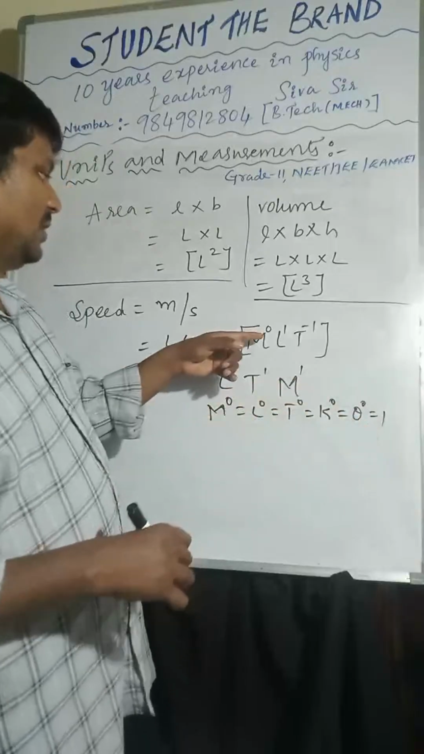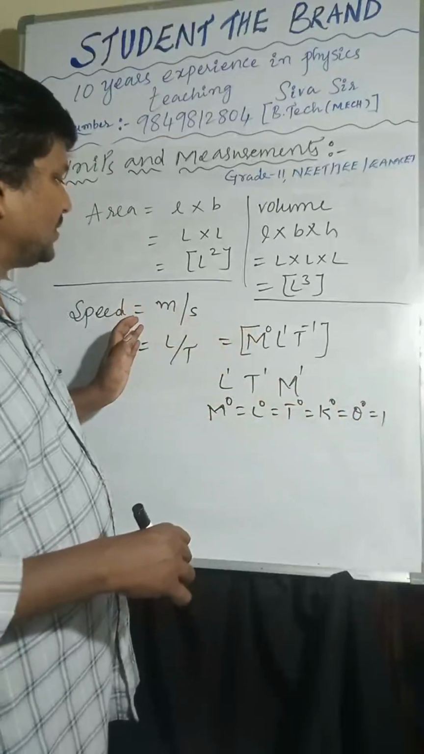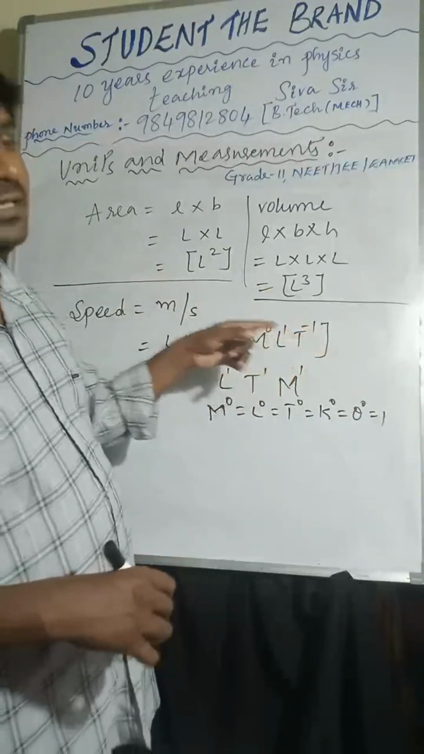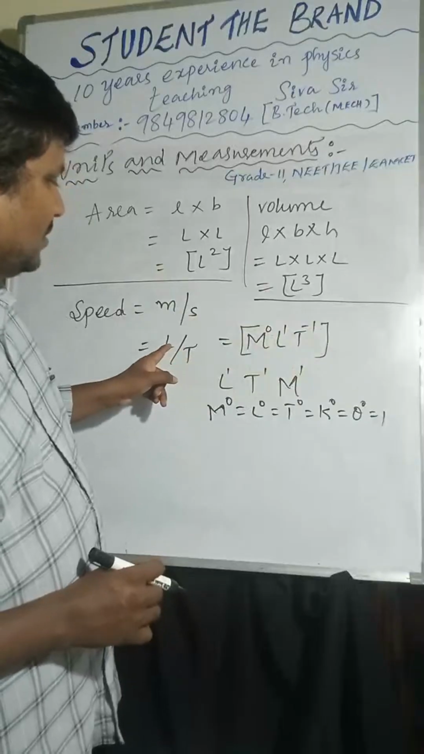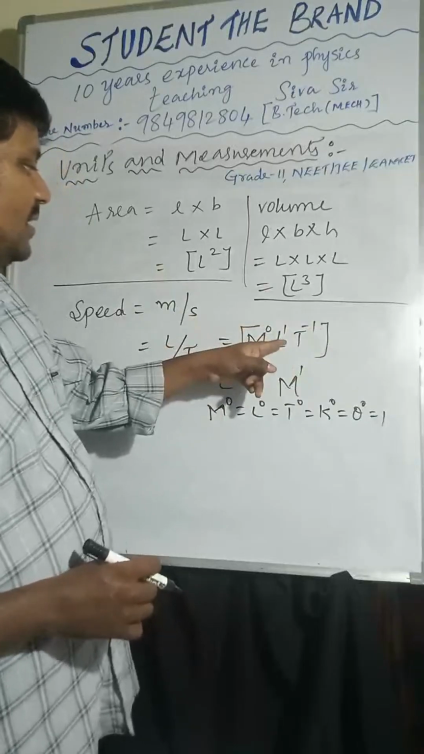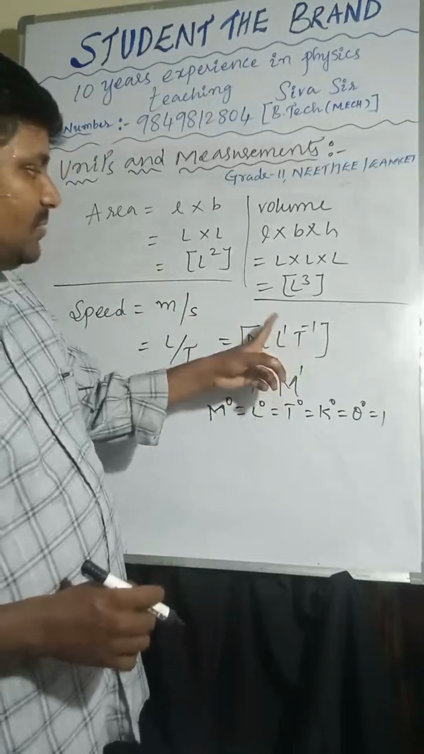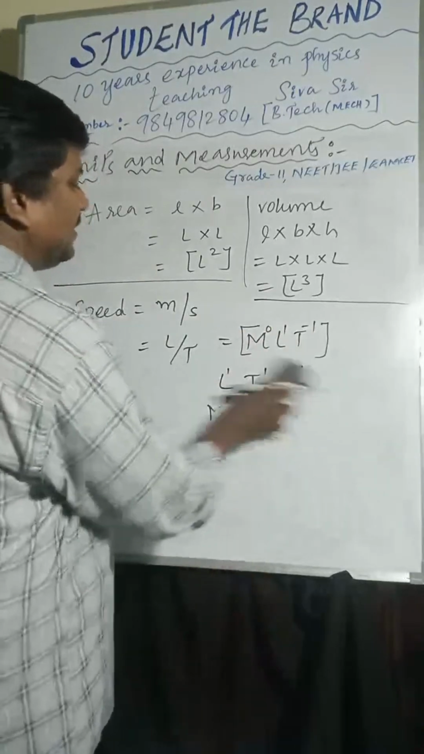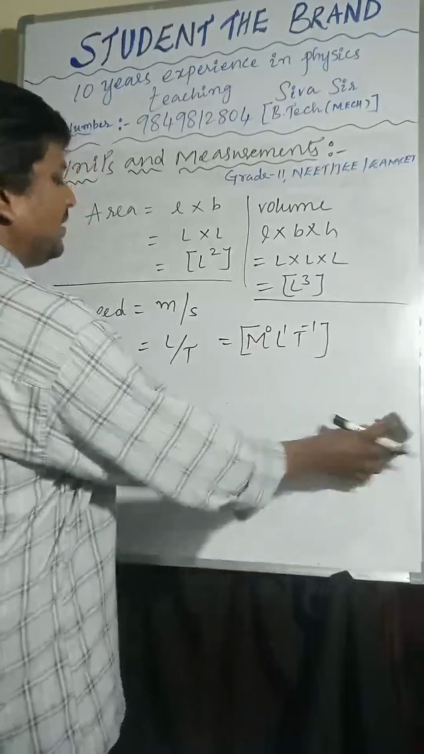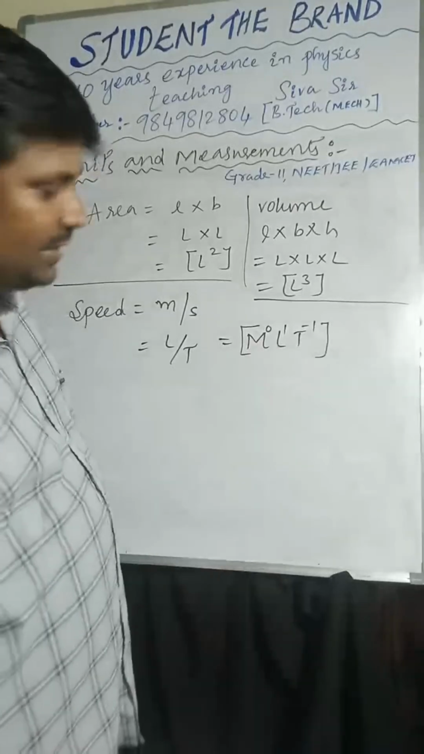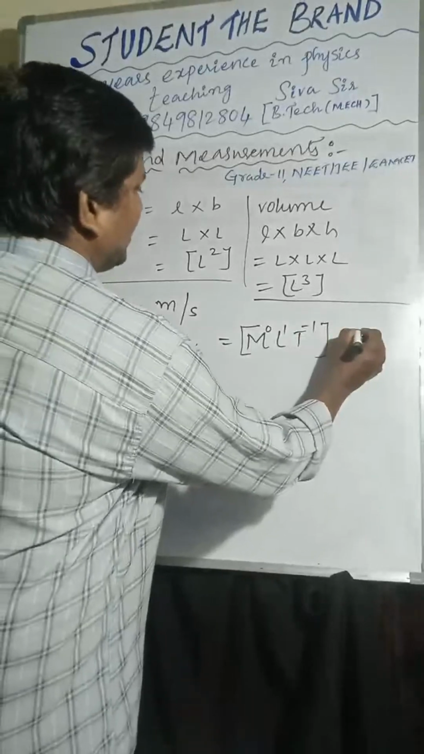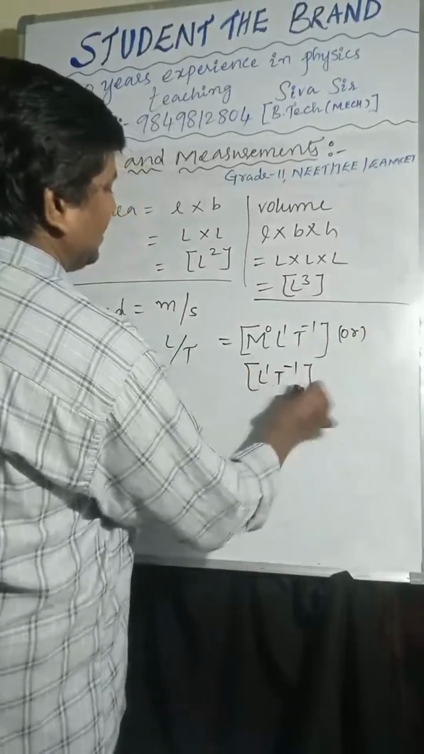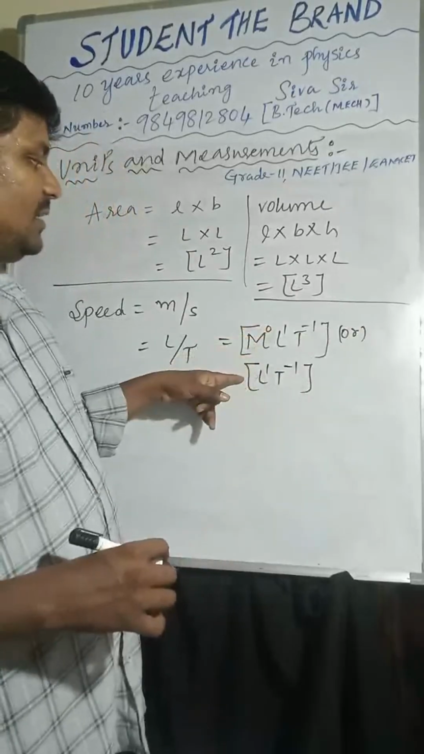That's why. So here this letter is not there, mass is not there, only meter per second, that is length I am considering. That's why we are writing L power 1, T power minus 1. So this also we can write, instead of writing like this, we can also write L power 1, T power minus 1. Either this one or this one we can write.